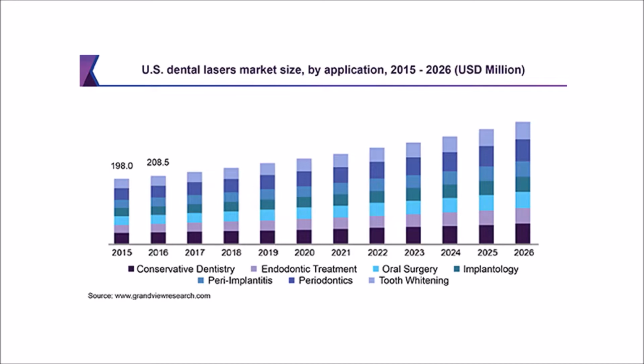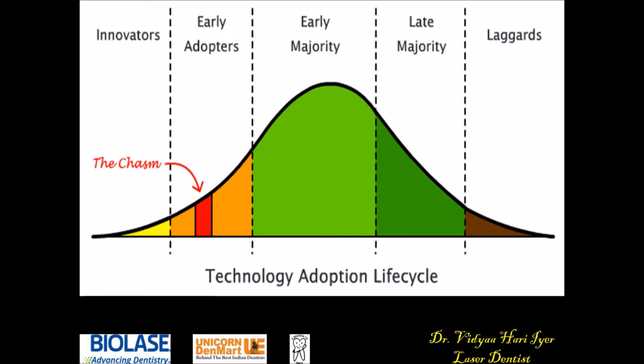You can do more treatments and in more specialities. If you look at the specialities in which we can use lasers, it is fillings, root canals, surgical procedures, implantology, peri-implantitis, periodontics, and tooth whitening. So you can see that there is a marked increase in the statistics, not only in the treatment plan, but also in each of these inter and intra treatment modalities within a dental practice. So it is up to us to understand the use of technology, and we need to adopt this technology so that we are not left out.